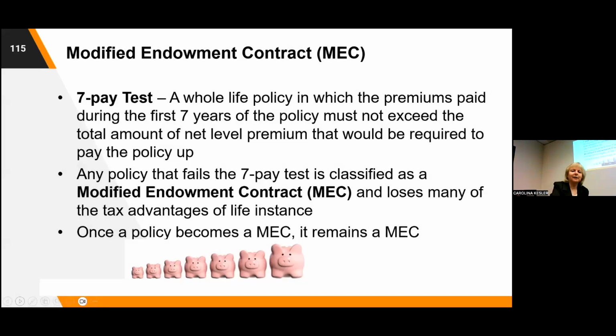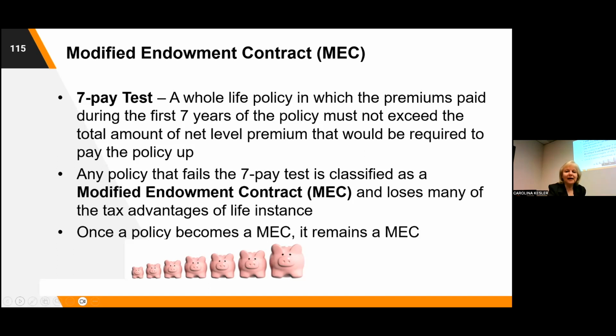Here's the mix. We talked about those a minute earlier. 7 pay test, a whole life policy in which the premiums paid during the first 7 years of the policy must not exceed the total amount of net level premium that would be required to pay the policy up. Any policy that fails the 7 pay, that's the key words, fails the 7 pay. You see that, you know what's your answer. Or if fail 7 pay is in the question, you know MEC or modified endowment contract is your answer. They go together all the time, right? Make it easy.